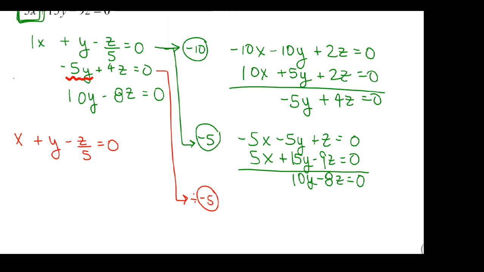-5y divided by -5, 4z divided by -5, and 0 divided by -5. That gives me my new row 2.